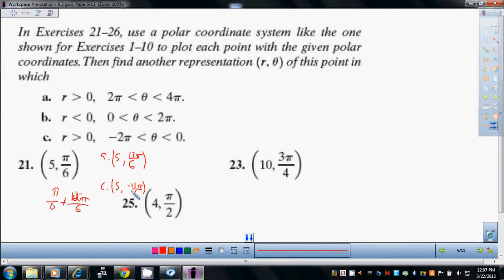Very good. That is all you have to do on part A and C for all 3 of these. Keep the radius, because they're already all positive. Add 2 pi for A, subtract 2 pi for C. Part B is a tad more complicated.